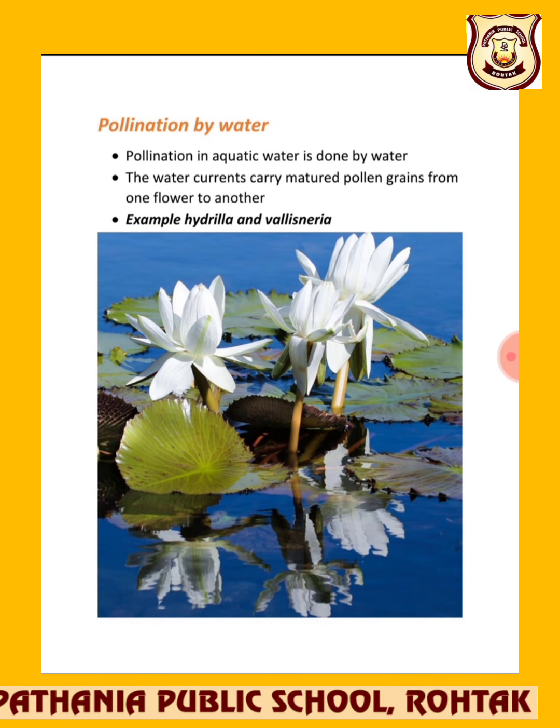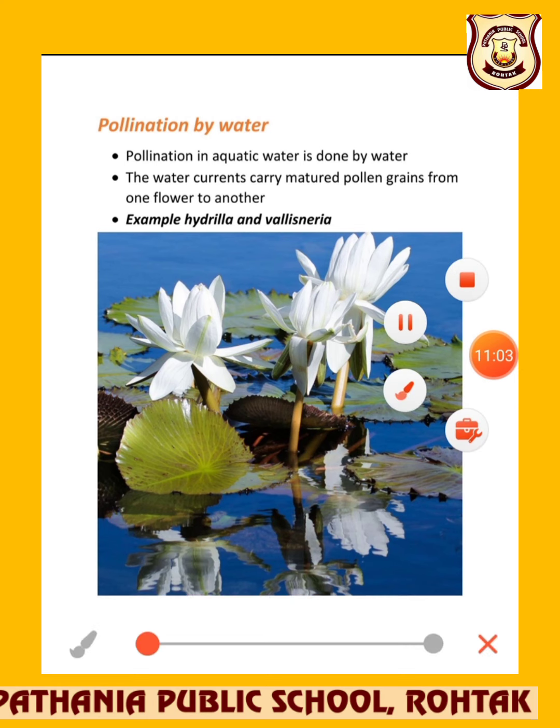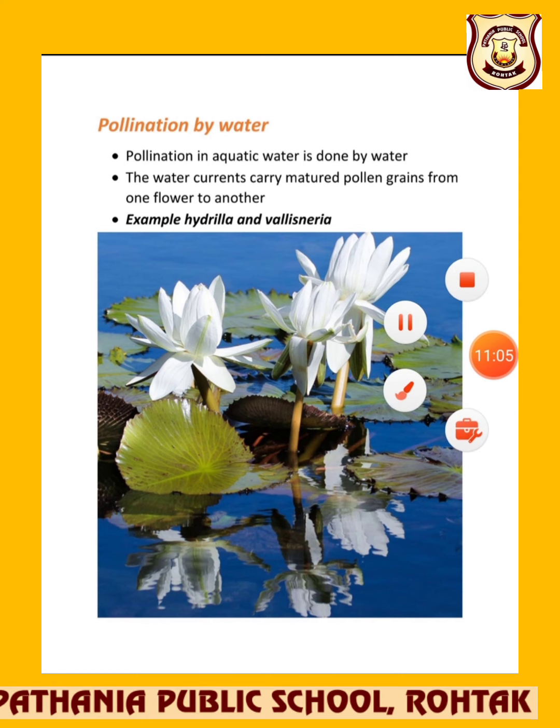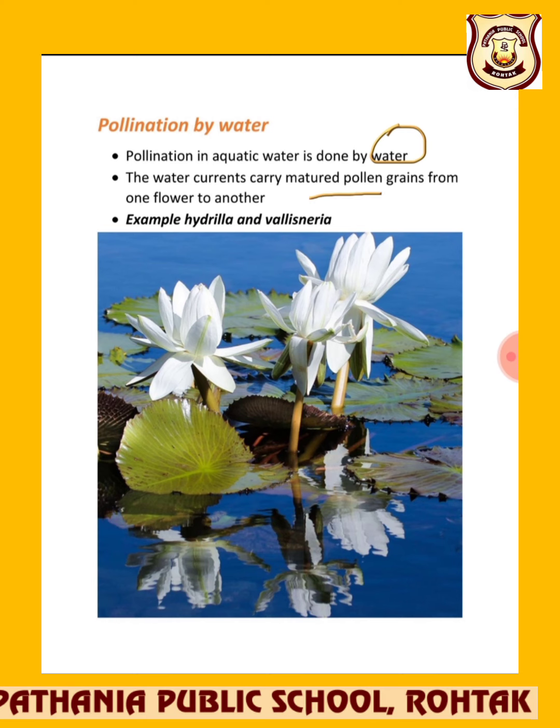Pollination by water. Pollination in aquatic plants is also done. How is it done? In aquatic plants, it is done by the water, because wind is not possible over there. Insects and bees are very hardly available over there. So what is happening? Due to the water, pollen is transferred from one plant to another. The water currents carry matured pollen grains from one flower to another. Example is Hydrilla.